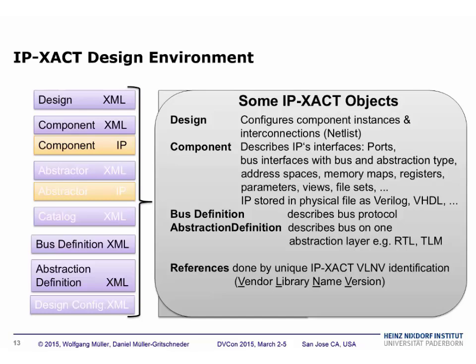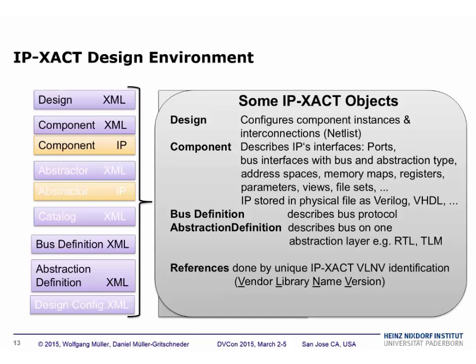So for the IP-XACT objects, the design basically is like a top-level connectivity, top-level netlist. The component, this is kind of the essential part, this basically describes what interfaces your IP component has. Can be ports, can be bus interfaces, can be the address space, memory maps, registers, parameters, different views, and so on.